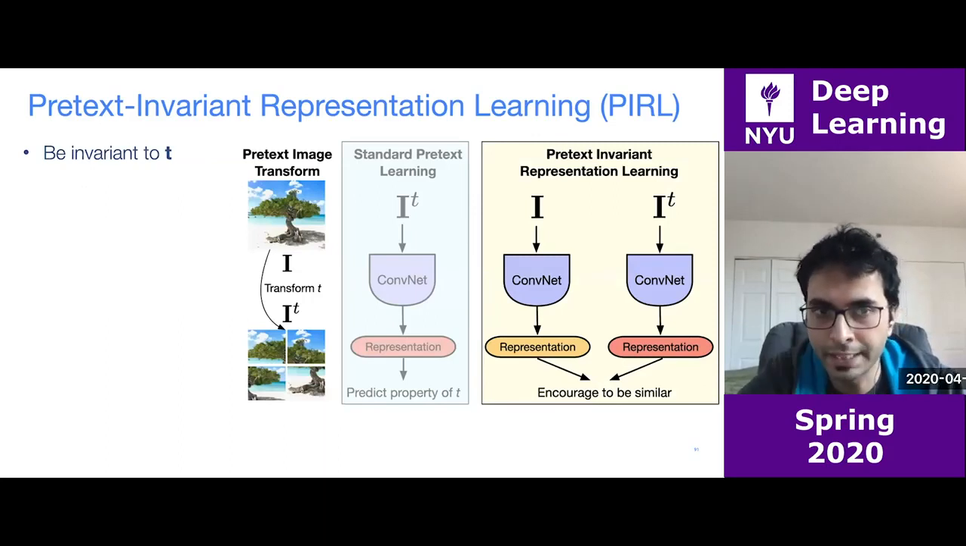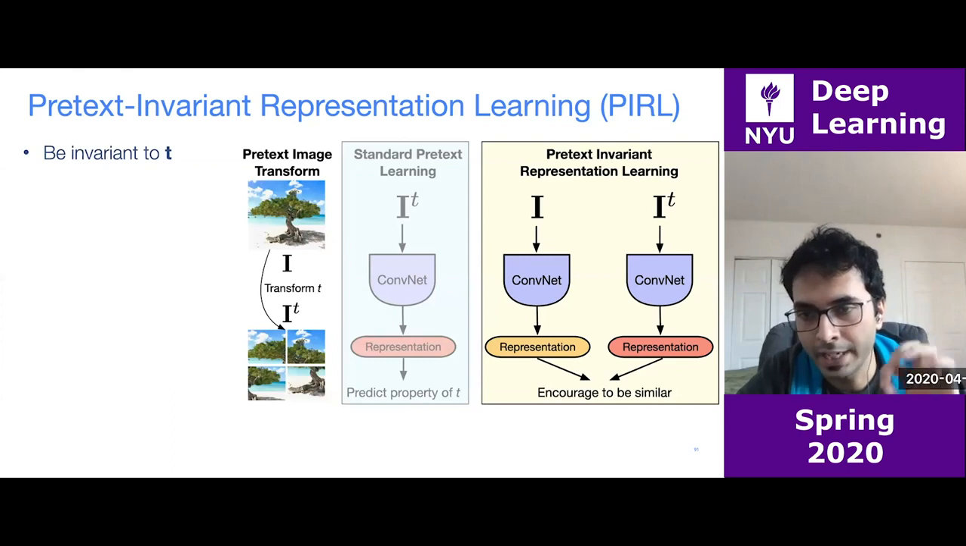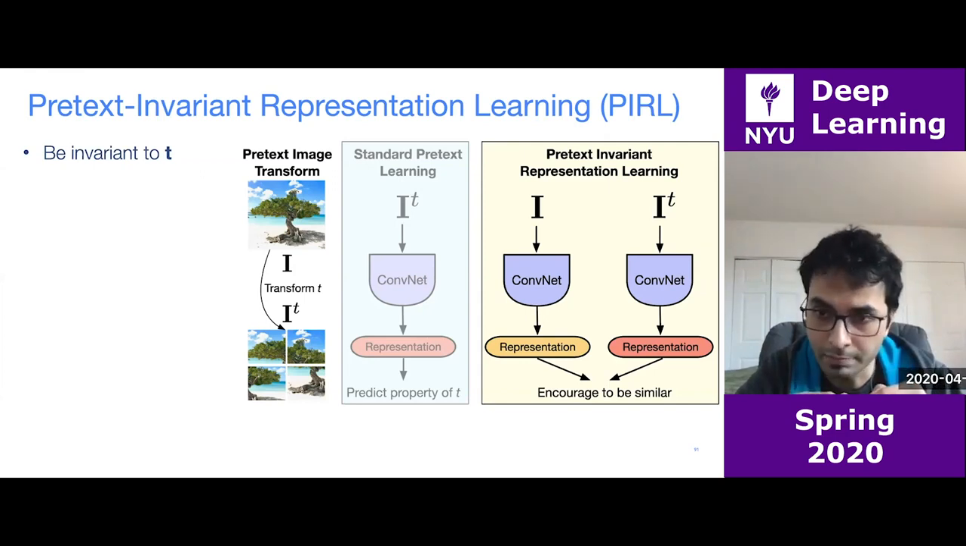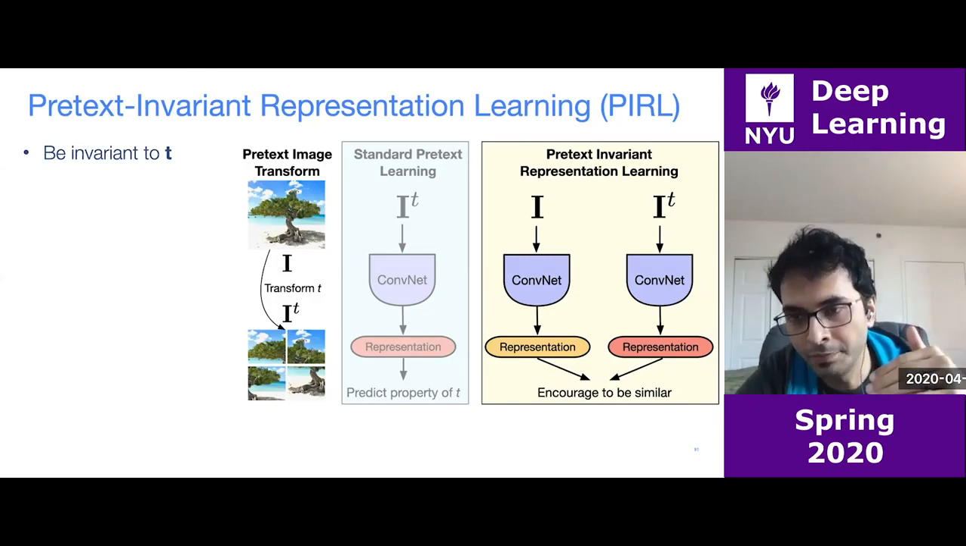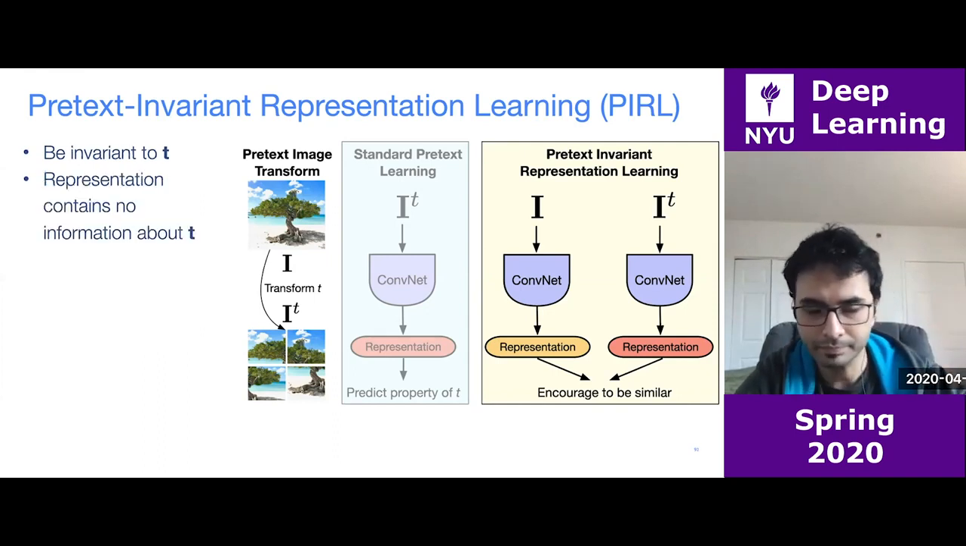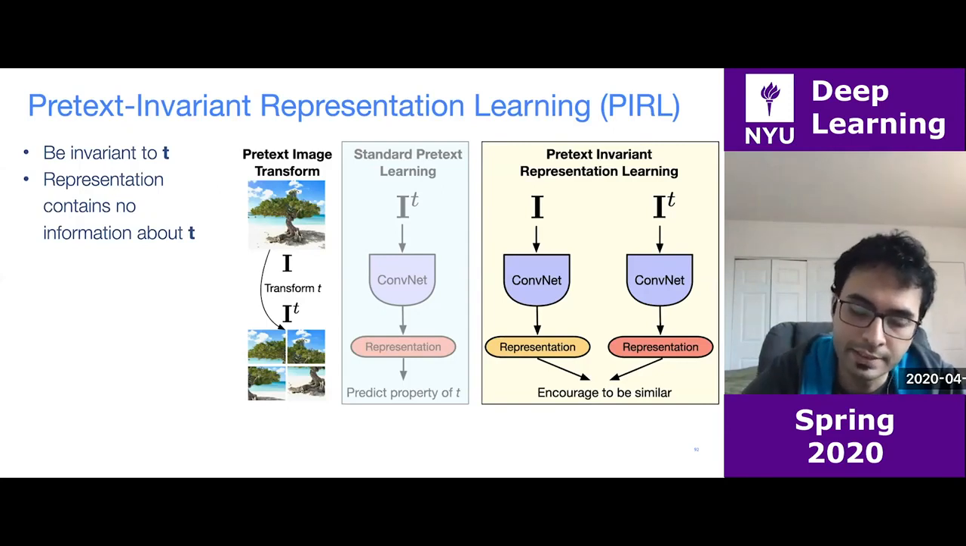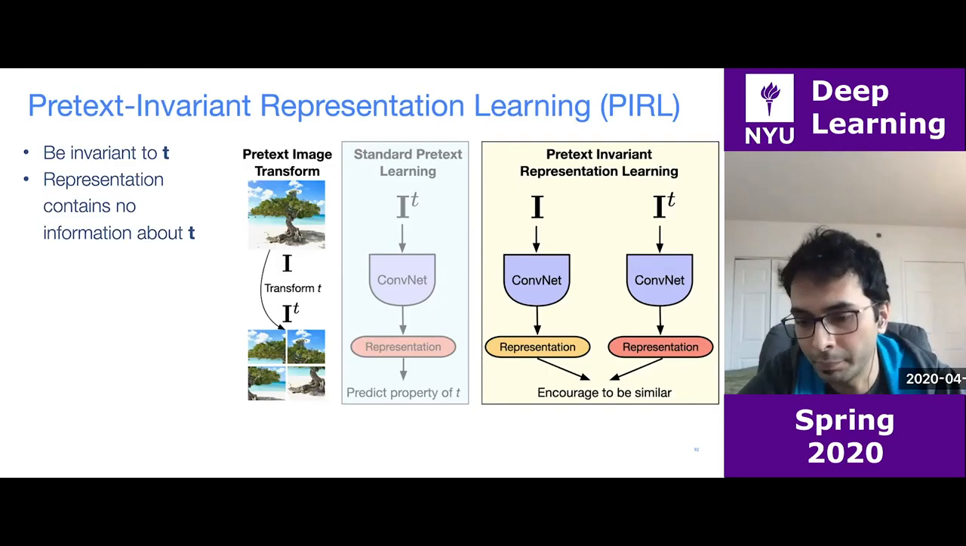PIRL stands for pretext invariant representation learning, where the idea is that you want the representation to be invariant to, or capture as little information as possible of, the input transform. So you have the image, you have the transformed version of the image, you feed forward both of these images through a convnet, you get a representation, and then you encourage these representations to be similar. In terms of the notation I was talking about earlier, the image I and any pretext transformed version of this image I are related samples, and any other image is an unrelated sample. In this way, when you train this network, this representation hopefully contains very little information about this transform T.